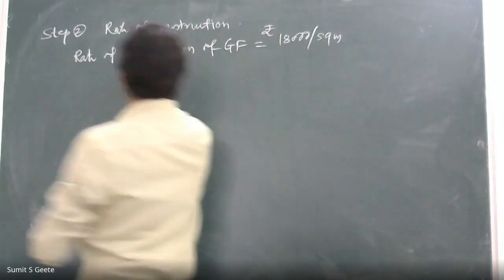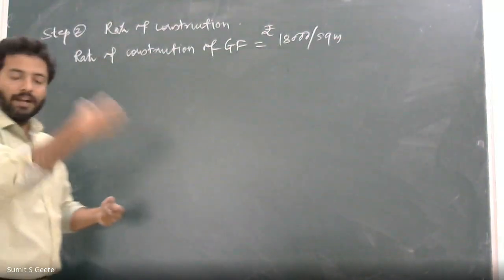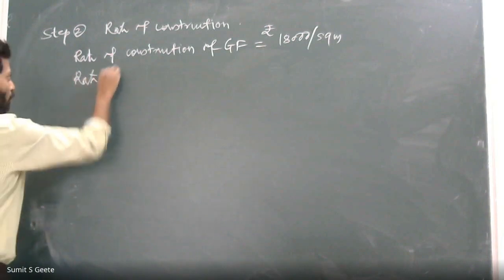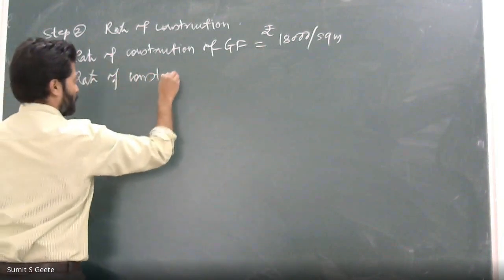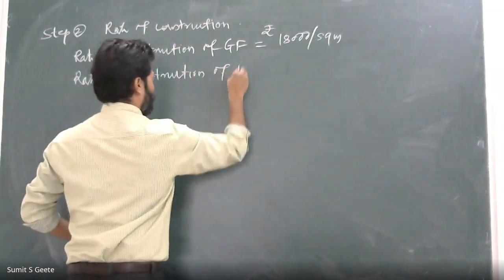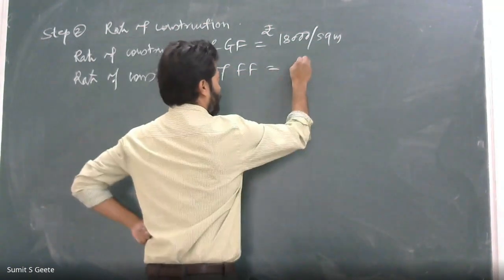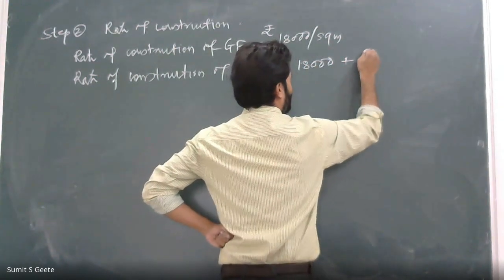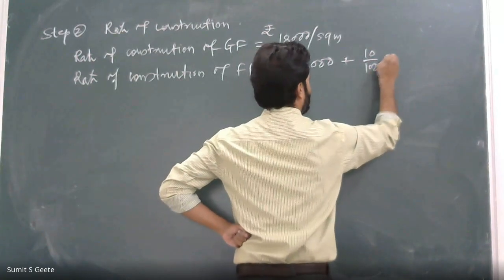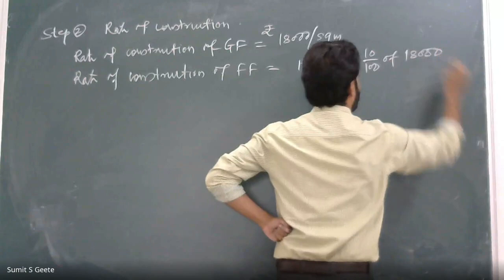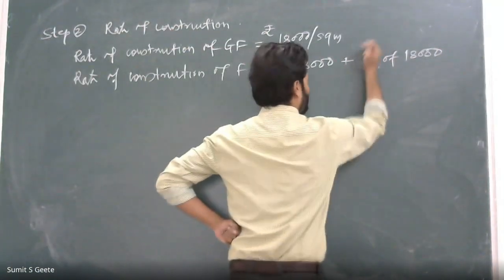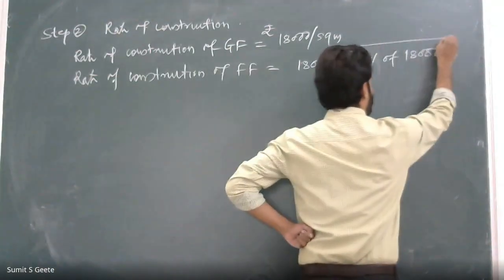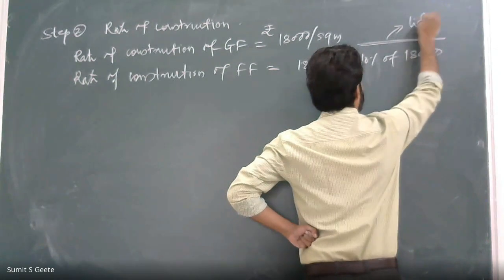So therefore, this is the rate of construction of ground floor. Now I want to find out the rate of construction of first floor. So therefore, rate of construction of first floor is 18,000 plus 10% of 18,000. So what this indicates? This is the lift charges.